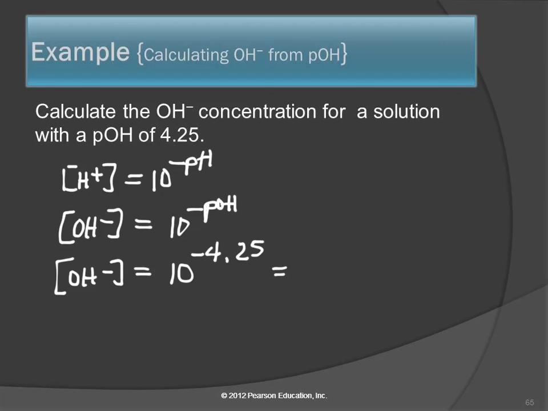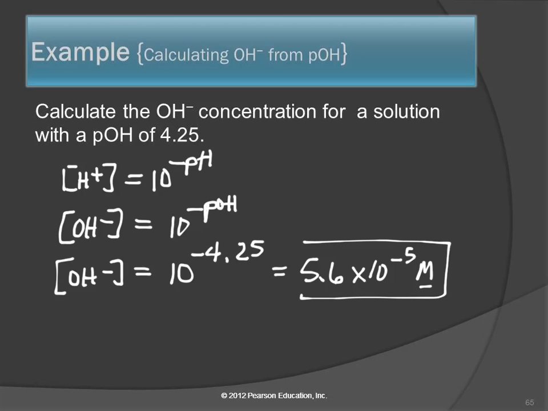So 4.25, 10 to the x, 5.6 times 10 to the minus 5 molar. That's the concentration of the hydroxide ion in that solution. The P is a function, and it can be a function of hydroxide ion concentration or hydrogen ion concentration. The equations and how you deal with your calculator work exactly the same. Any questions?